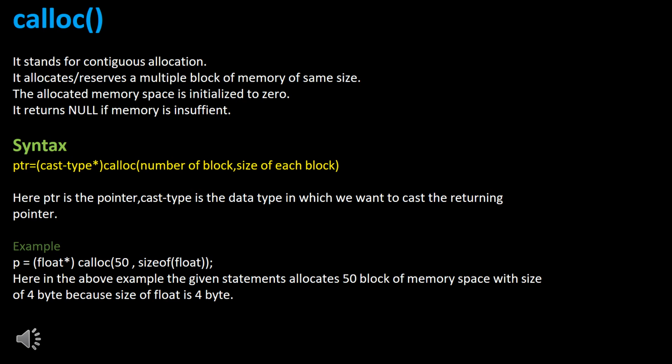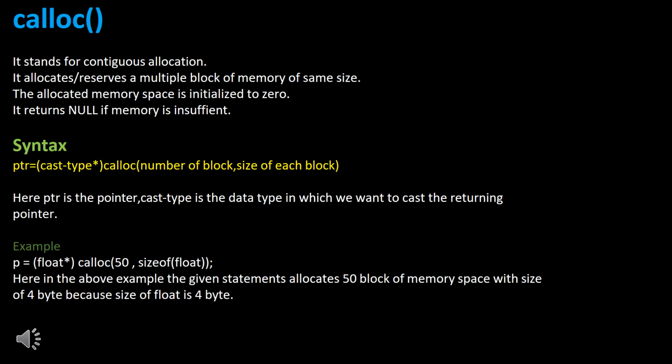Next, we have calloc, which stands for contiguous allocation. Unlike malloc, calloc allocates multiple blocks of memory, all of the same size. Additionally, calloc initializes all the allocated memory blocks to 0, making it safer for certain applications. The syntax is ptr = (cast type *) calloc(number_of_blocks, size_of_each_block). For example, p = (float *) calloc(50, sizeof(float)).